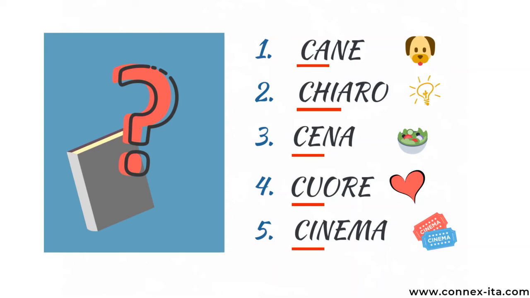Okay, now let's read them together so you can check your pronunciation. Cane, chiaro, cena, cuore, cinema. So in the words cena and cinema, the C is soft because it's followed by the vowels E and I. While in the words number 1, 2 and 4, the C gets a hard sound because the next letter is a consonant or one of the vowels A and U.